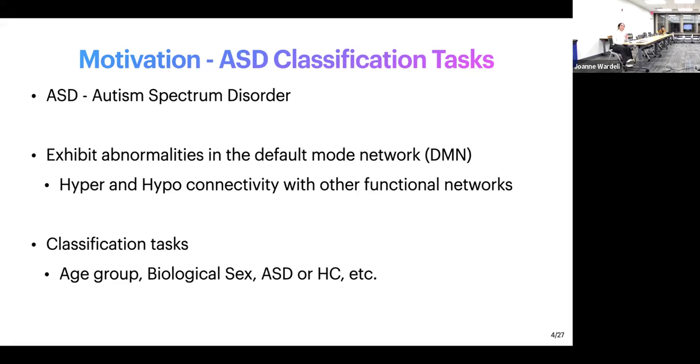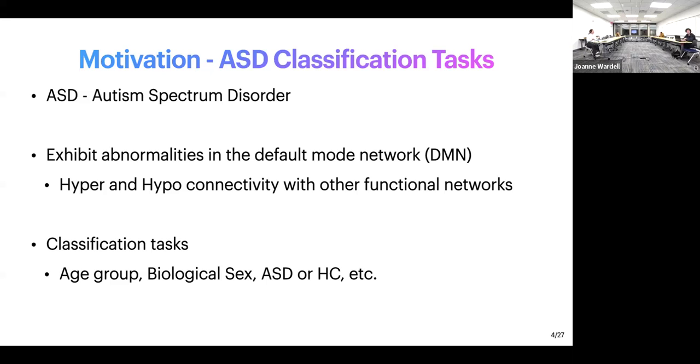Specifically, individuals with ASD exhibit abnormalities in the default mode network and in how this network is connected to other brain networks. Studies have found that individuals with ASD exhibit hyper- and hypoconnectivity with other functional networks. That's why people can look into this functional connectome and try to reason about how to perform these kinds of classification tasks for ASD individuals.